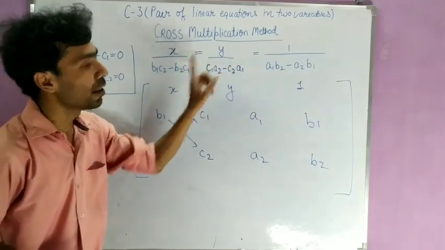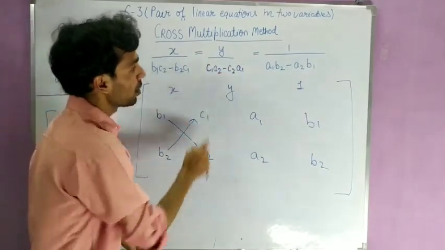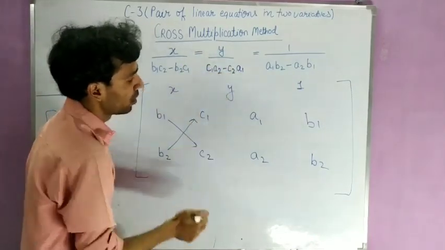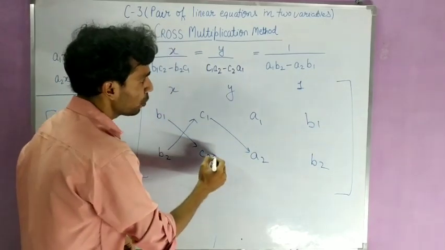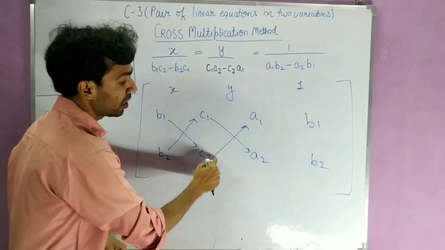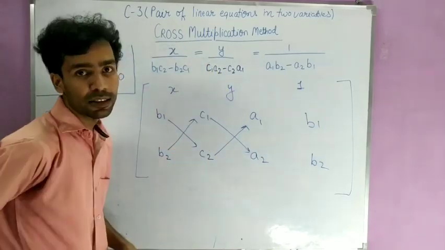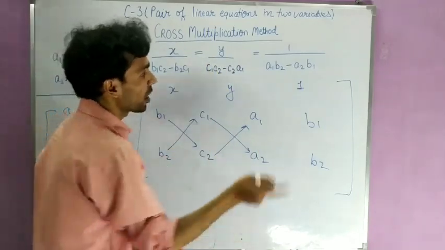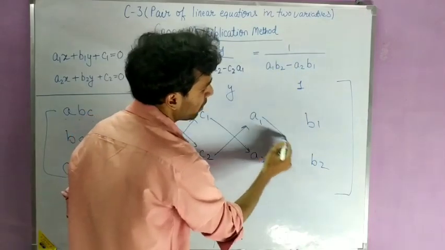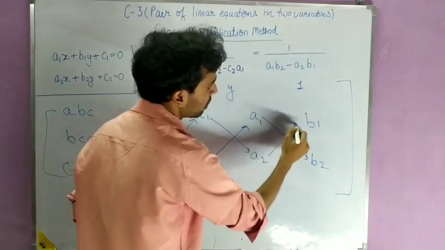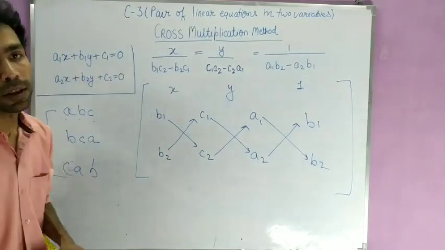Now for y. When you see y, c1 a2 and c2 a1. So again c1 a2 like this and c2 a1 like this. And because it is going upward, that's why the minus sign is here. Now again, last, behind 1, a1 b2 and a2 b1. So this is the method to remember.